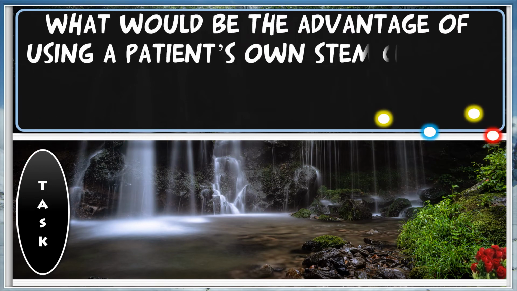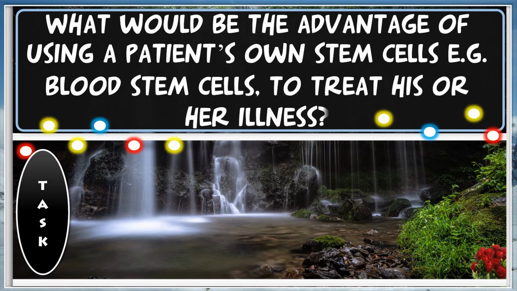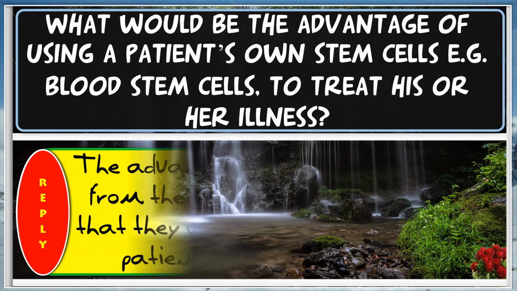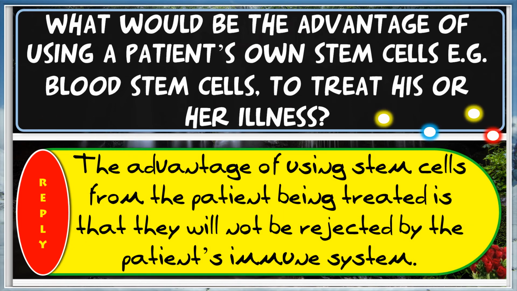What would be the advantages of using a patient's own stem cells, for example, blood stem cells, to treat his or her illness? The advantage of using stem cells from the patient being treated is that they will not be rejected by the patient's immune system.